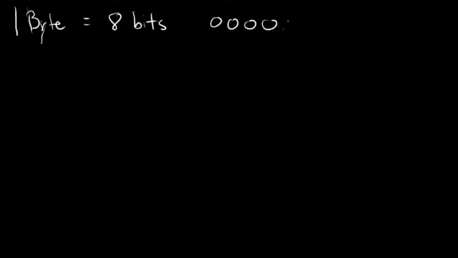In computers, we always store things. You guys have probably heard of 1 byte, with a capital B. That is actually equal to 8 bits. And what 8 bits are, it's like you have 8 things.